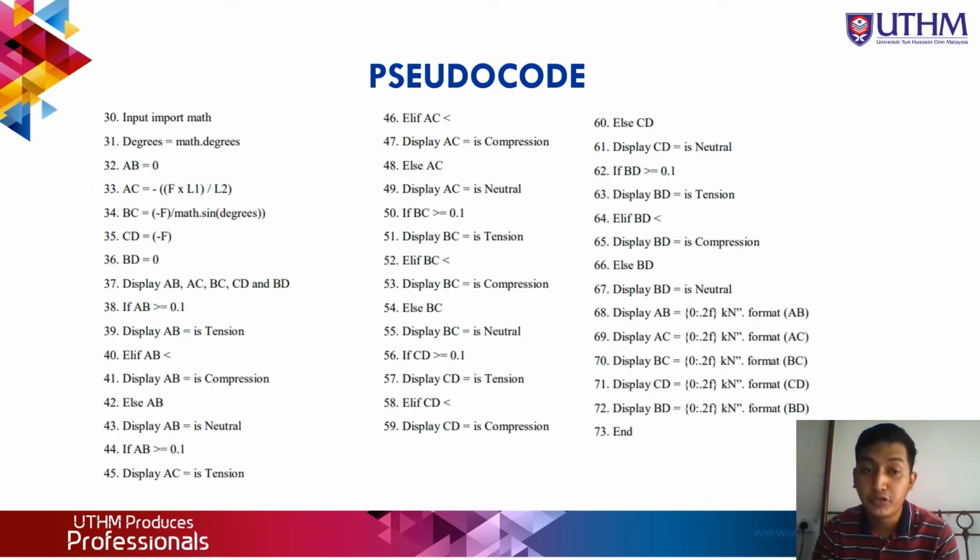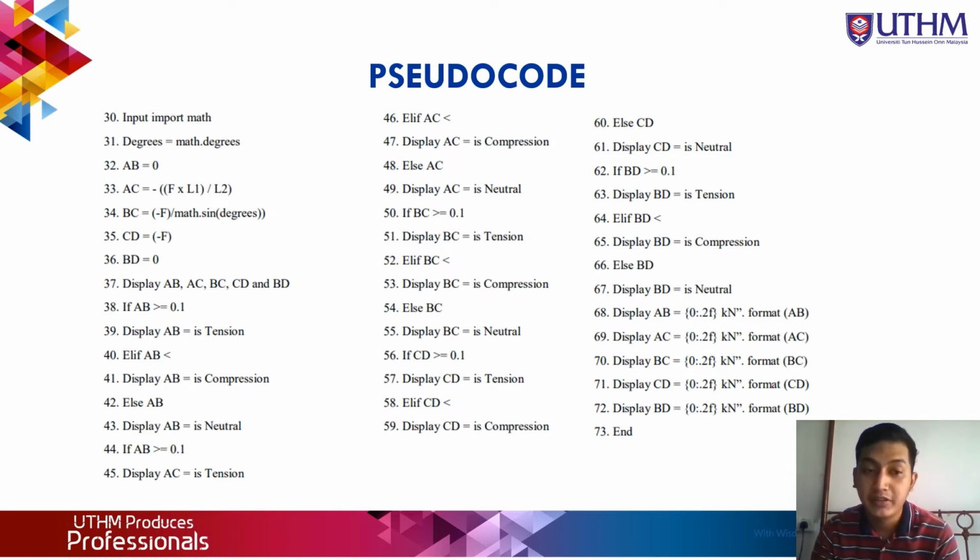Next, we need to import math. So in Python, degrees is equal to math.degrees. Then we need to input the math, which is AB, AC, BC, CD, and BD. After that, we need to display AB, AC, BC, CD, and BD.